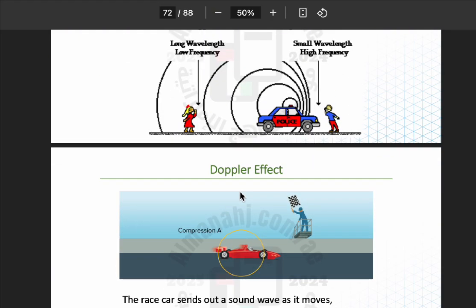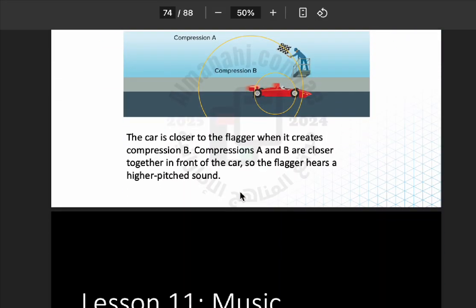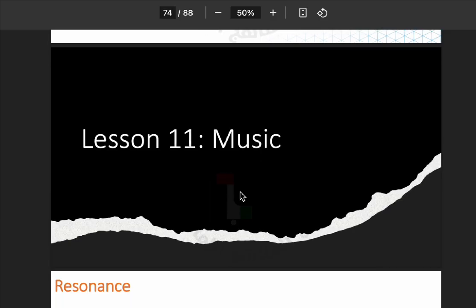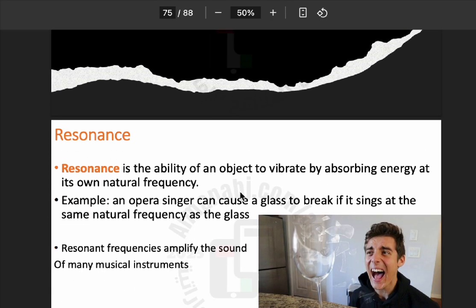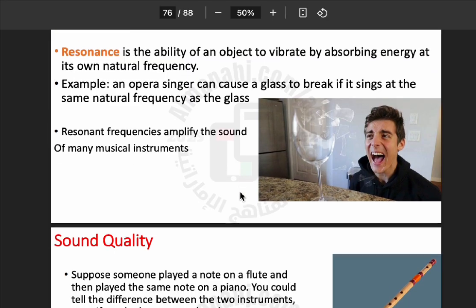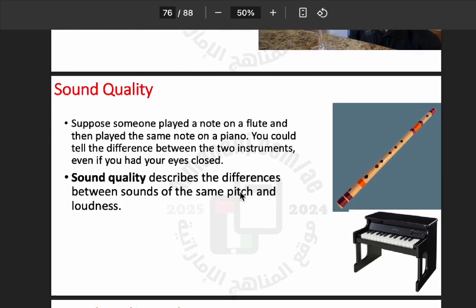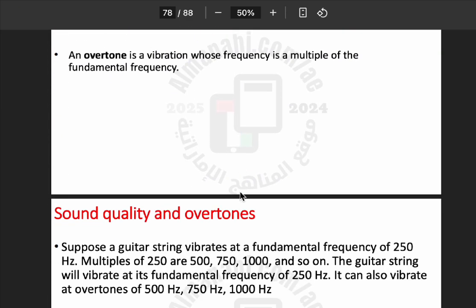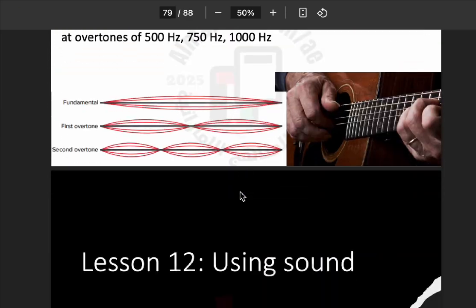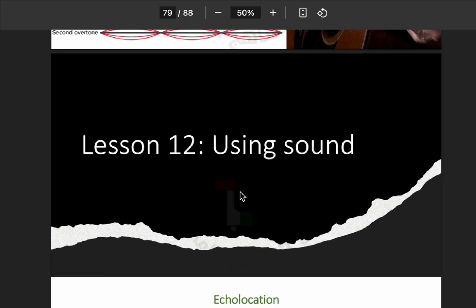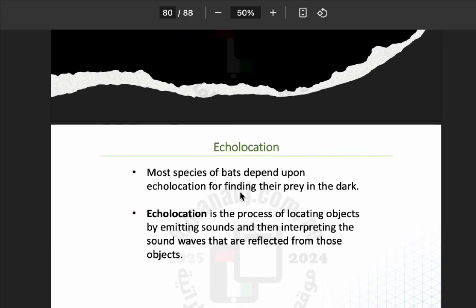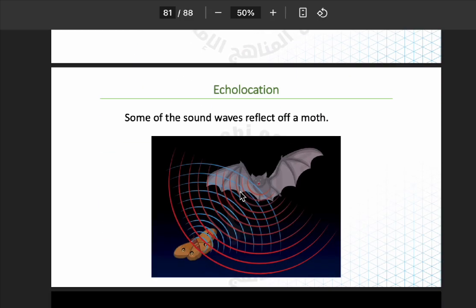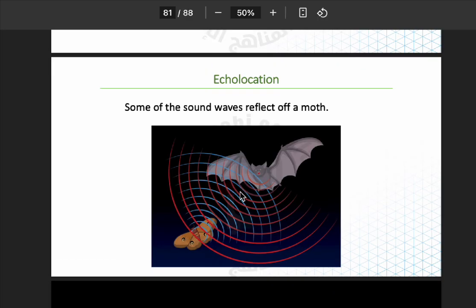Lesson 11. Music. Resonance allows objects to vibrate at their natural frequency, and sound quality depends on overtones, multiples of the fundamental frequency. These make instruments sound different even when playing the same note. Lesson 12, Using Sound. We discovered how echolocation helps animals like bats detect objects using reflected sound waves. It's an example of how sound can be used beyond human hearing.